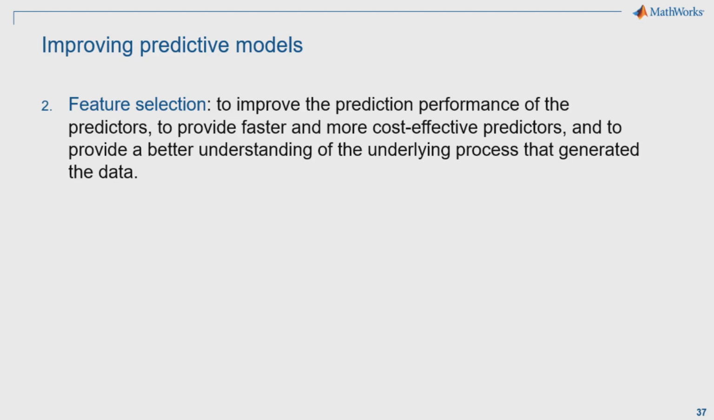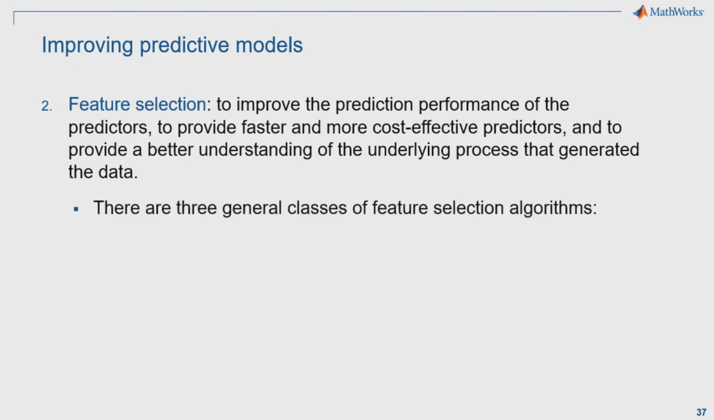So another way to improve your predictive model is by using feature selection. Feature selection is used, essentially, as the word says, to remove some predictors from your original reservoir of predictors. You just find a way to select the most relevant ones, and you keep these to achieve a faster and more cost-effective classifier.